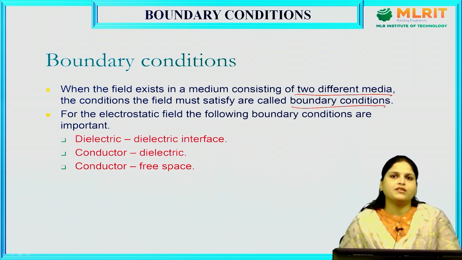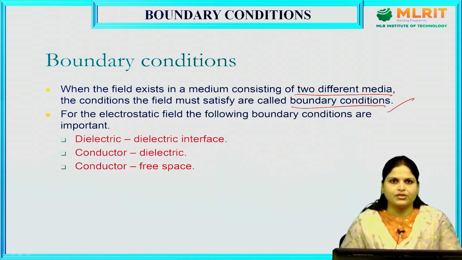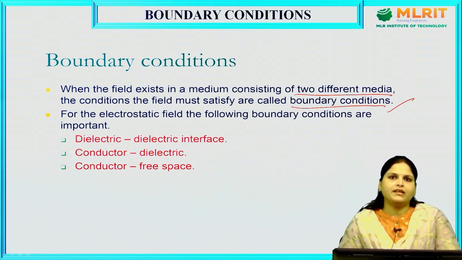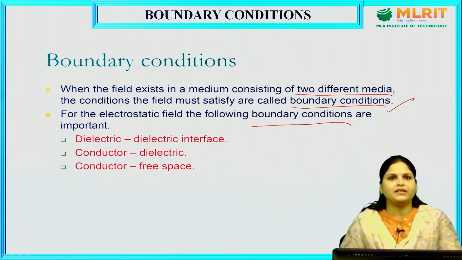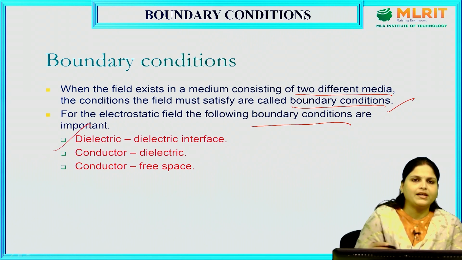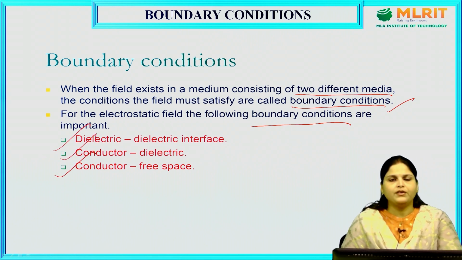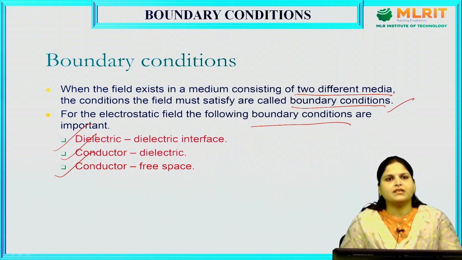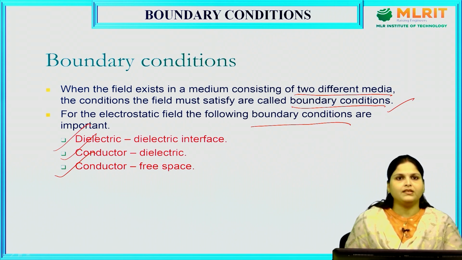So far we had discussed only one medium, but if we have two different mediums and the field exists, in that condition the field must satisfy some conditions and these conditions are called boundary conditions. So for electrostatic field we are going to discuss three different arrangements: dielectric-dielectric interface, conductor-dielectric interface, and conductor and free space. One by one we will discuss all three.